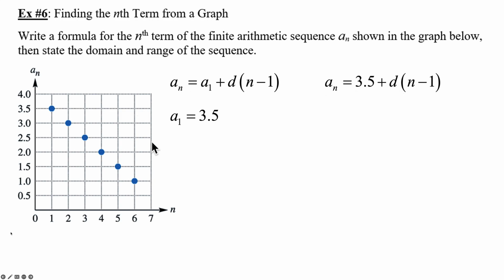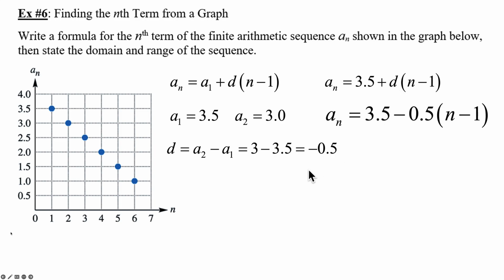Now find d. Well, all right, what's 2? When n is 2, I'm at 3.0. All right, let's subtract this. Second term minus first term. 3 minus 3.5 is a negative 0.5. Okay, put that in for d. There we go. That's done. It's almost as if they're giving you the list of your sequence terms. 3.5, 3.0, 2.5, 2.0, 1.5, 1.0. And asking you to write the equation. They just put it in a graph.